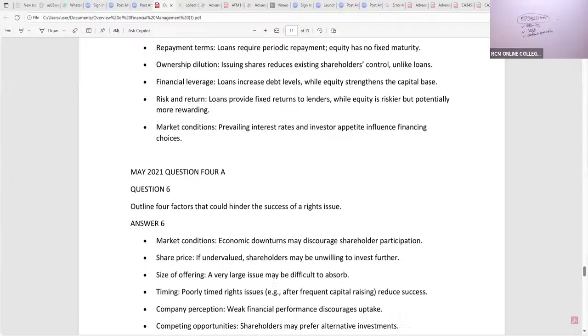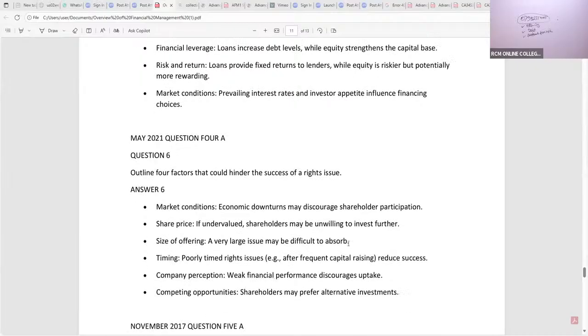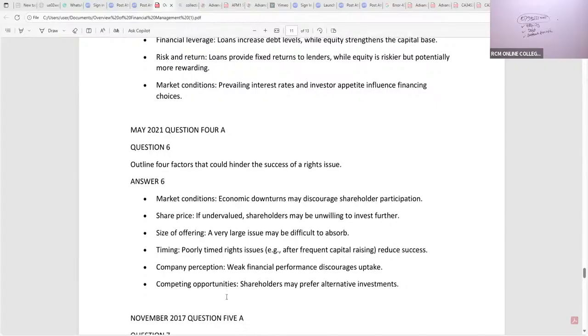Size of offering: a very large issue may be difficult to absorb. Timing: poorly timed rights, e.g. after frequent capital raising. So you've been doing capital raising and then you again announce that you're giving your shareholders rights. People suspect. Company perception: weak financial performance discourages uptake. Competing opportunities: remember, shareholders have many competing opportunities. Like right now, people are talking about investing in money market funds. So if I have a few coins, I will not invest them back in the company I'm in. So, competing opportunities: shareholders may prefer alternative investments.